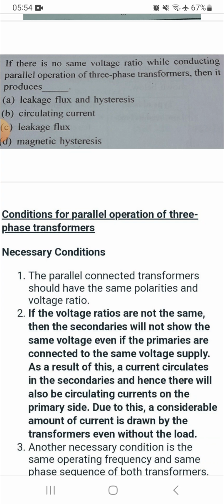Look, the necessary conditions are these: if the voltage ratios are not the same, then the secondaries will not show the same voltage even if the primaries are connected to the same voltage supply. As a result, a current circulates in the secondaries and hence there will also be circulating currents on the primary side. Due to this, a considerable amount of current is drawn by the transformers even without the load. So what will be the answer?